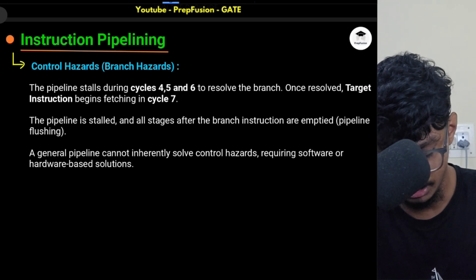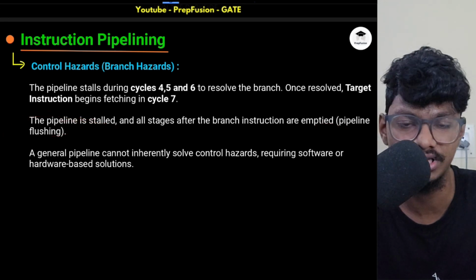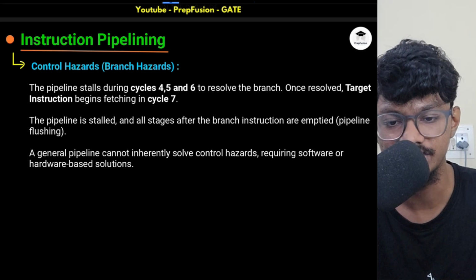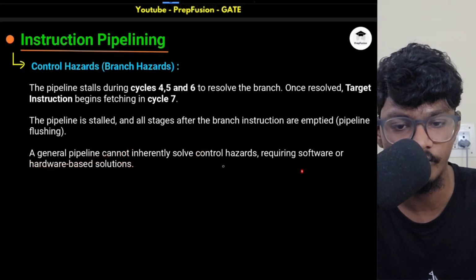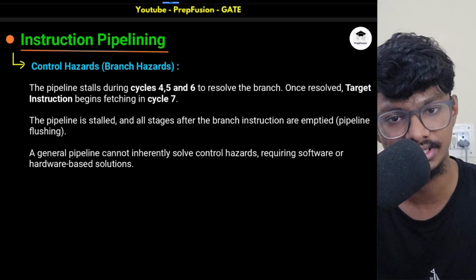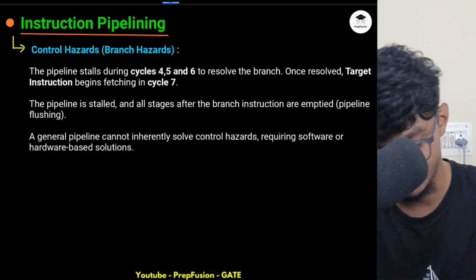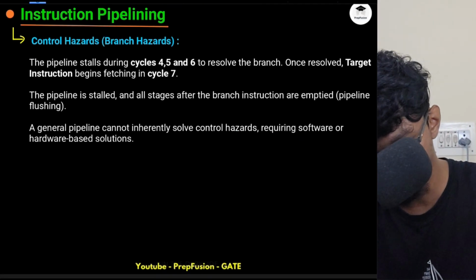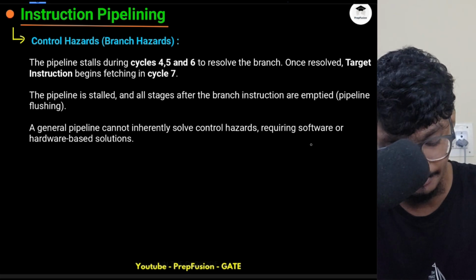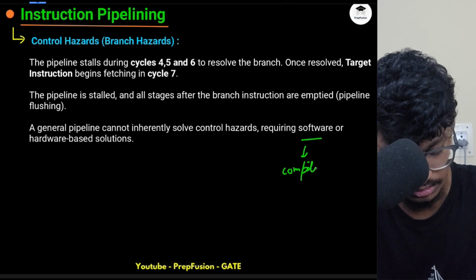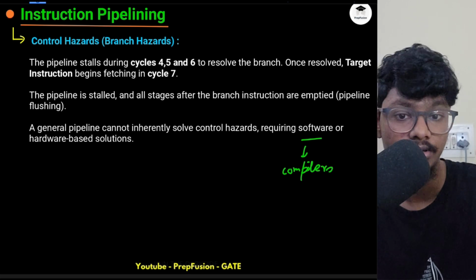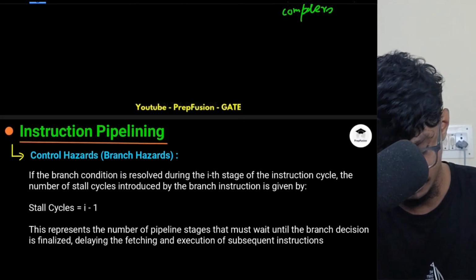So that is what it is telling me. It is known as pipelines are emptied or deleted, also known as pipeline flushing. A general pipeline cannot inherently solve control hazards, requiring software or hardware based solutions that I have discussed at the starting of the hazards chapter. So how do we implement software solutions? The compiler provides the stalls or no operation. Like here, the same thing is written.